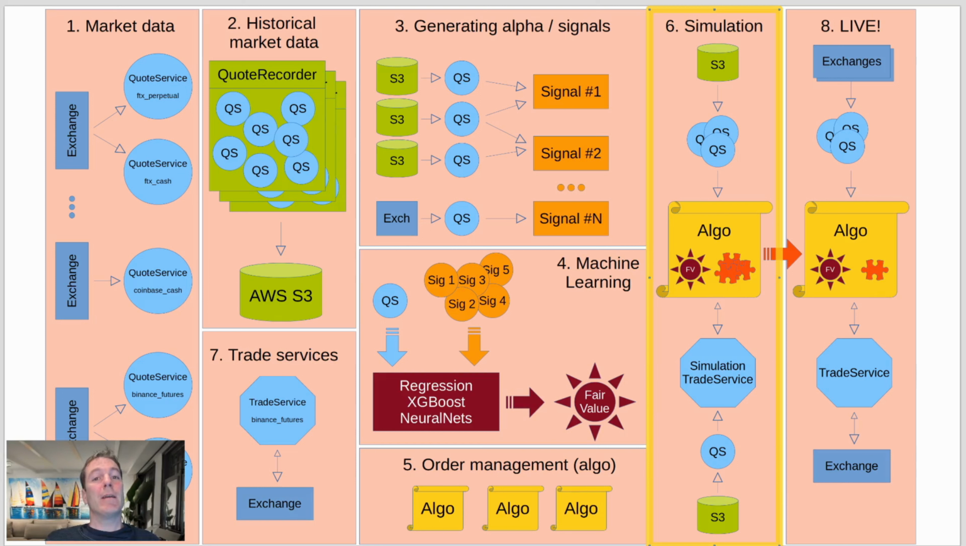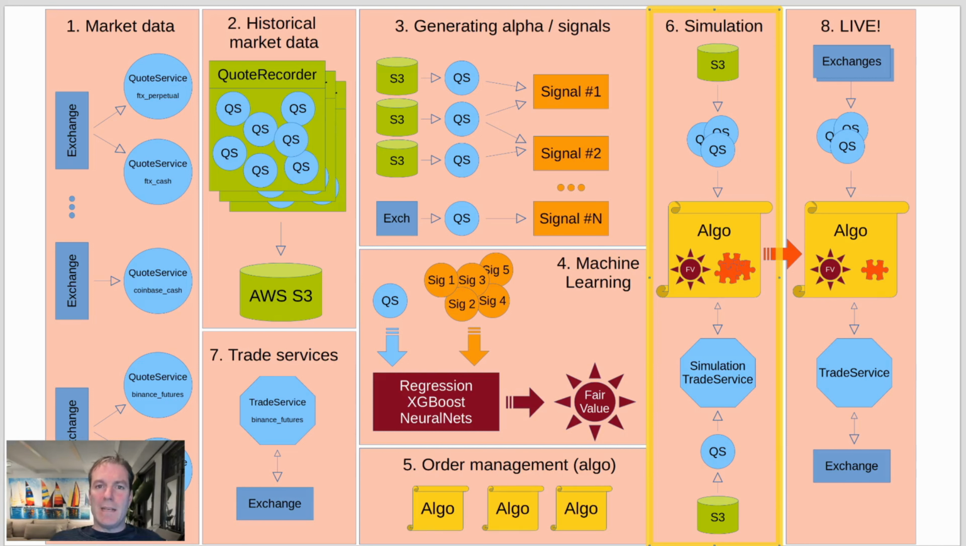Okay, now the rubber is starting to hit the road. Section 6 covers simulation. In a naive world, you can code up an algo, set it live, and wait a few hours to see if it's profitable. Or maybe find out that it has a bug in it and you've just burned through $10,000. But that would be crazy, right?